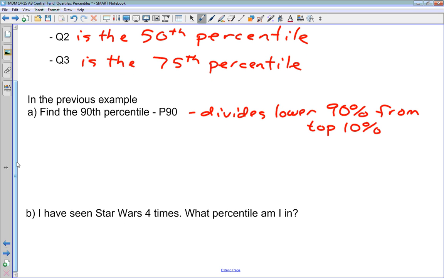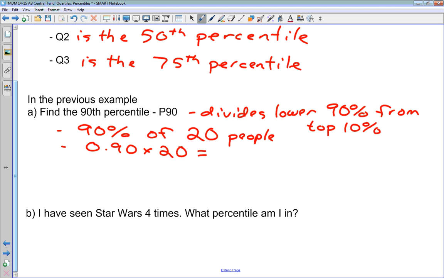So that value is going to be 90% of the 20 people surveyed. So we figure out what that is. That is 0.90 times 20 equals, punch this into our calculator, 18. So we have 18 people in our lower 90%, and we have 2 people in our upper 10%.